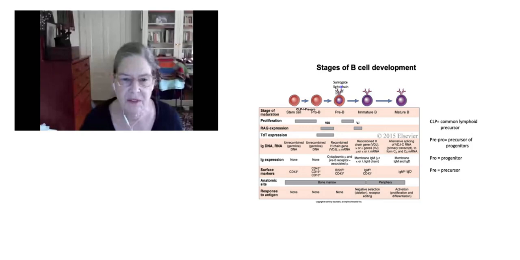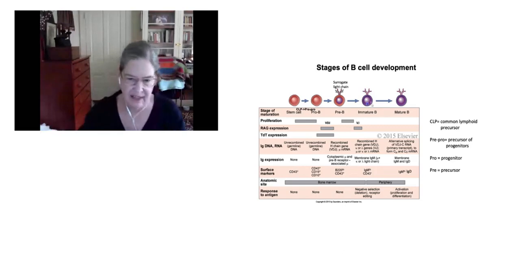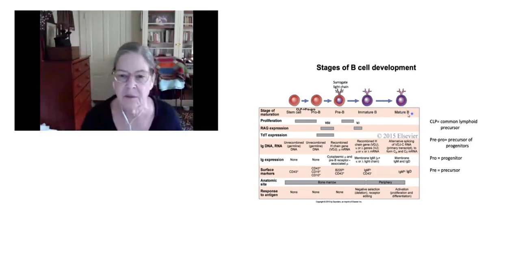So the point is that you're going to make a good heavy chain gene, and that is going to go up on the surface of the cell along with a surrogate light chain. It's a fake light chain. But now the cell knows that it's got a good heavy chain. It's going to divide a whole bunch, make a whole lot of copies of itself, so there's the proliferation. Then it's going to go through VJ joining. Now it's going to get rid of the surrogate light chain, and that's how you get your second. And now it's an immature B cell that's going to have to go through positive and negative selection, and then it'll finally be a mature B cell, and it'll go out into the periphery.